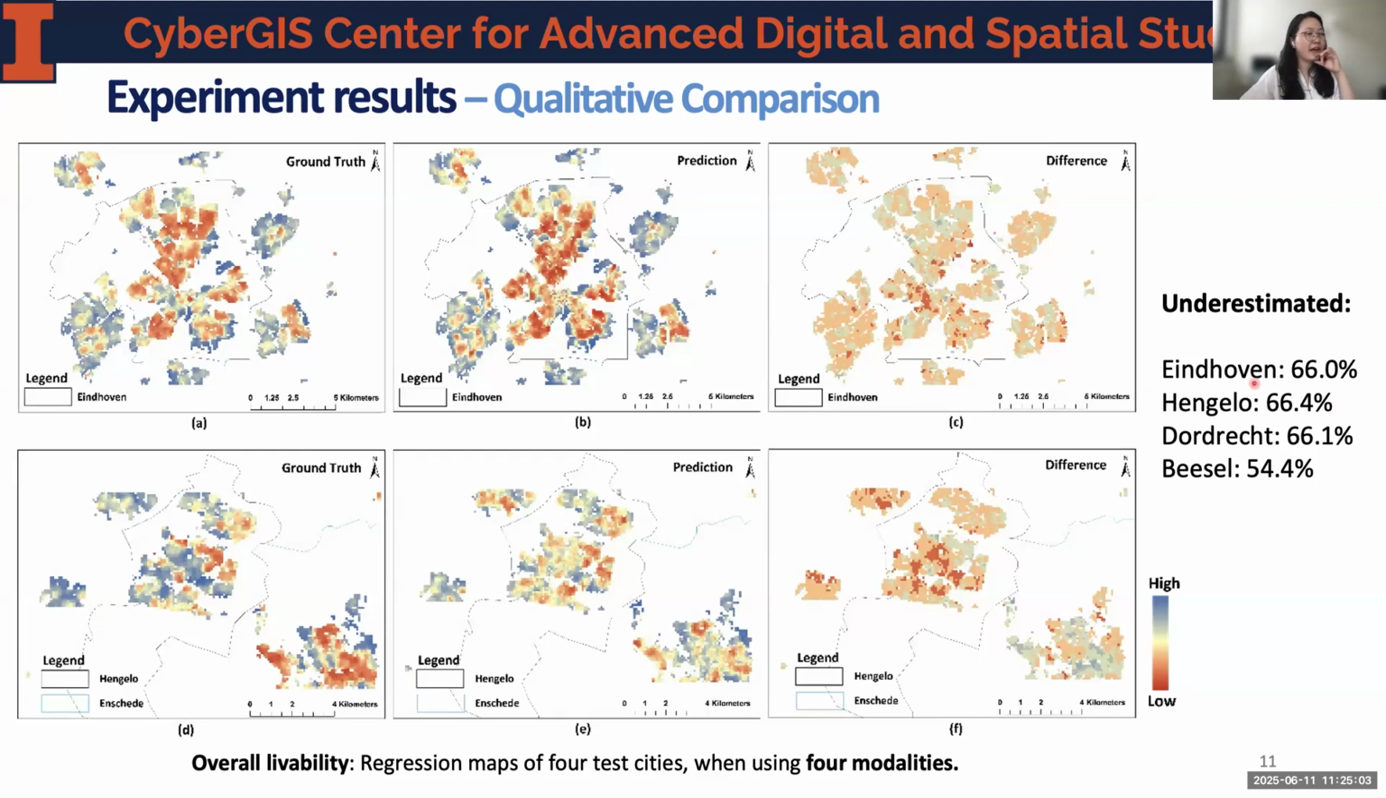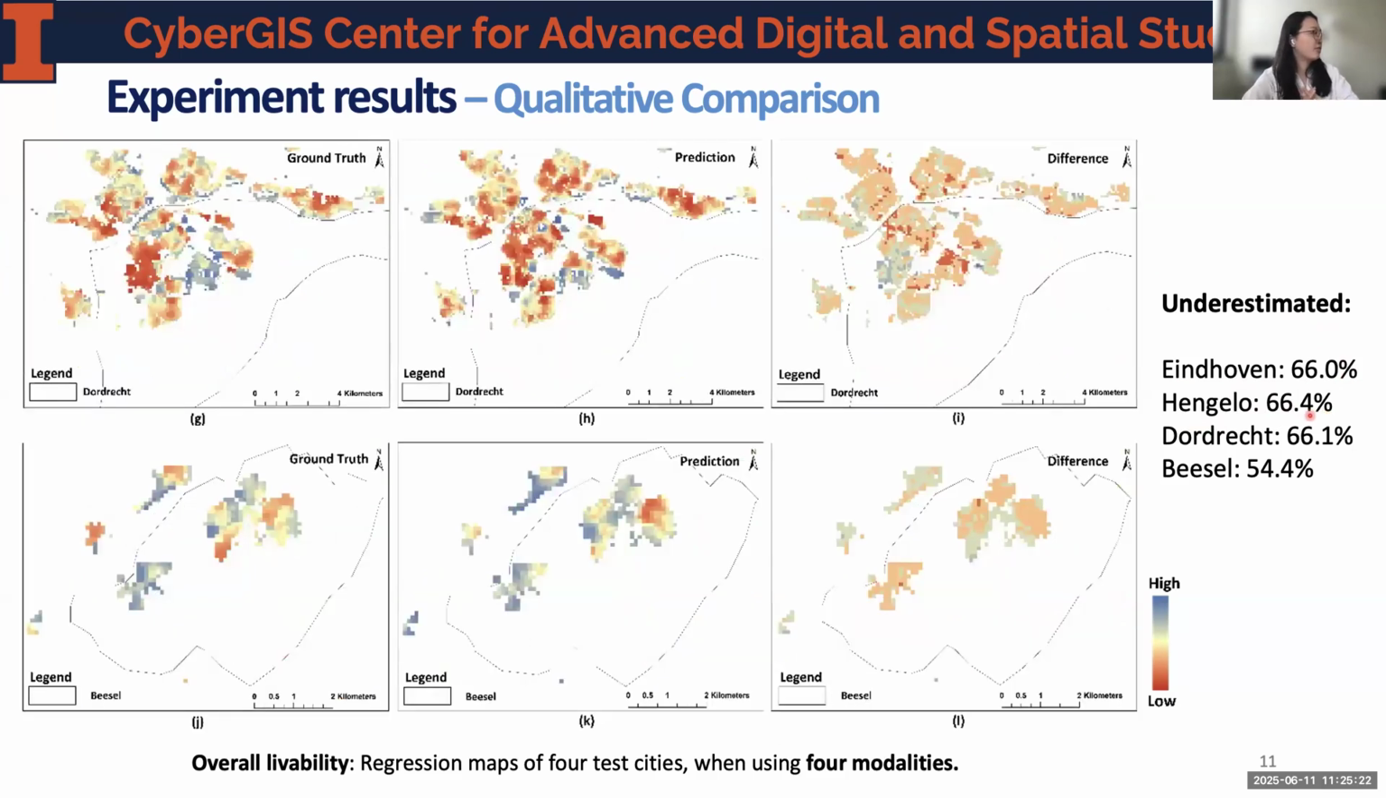And we found that for the city of Eindhoven, this row, 66% of samples have been underestimated, while for Hengelo, it's 66.4%. And I'll also show you the map of the other 2 test cities. We can see that also 66.1% of samples have been underestimated in the city of Dordrecht, and 54.4% in the city of Basel.